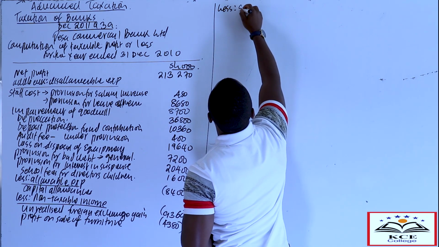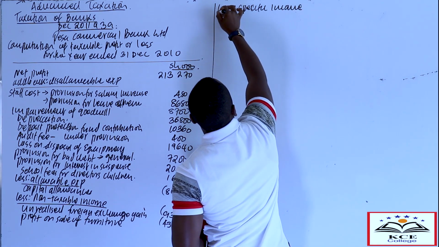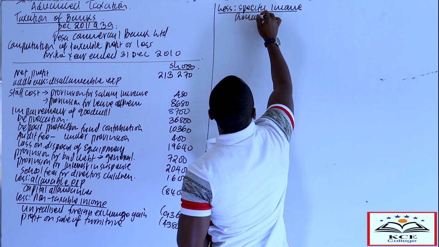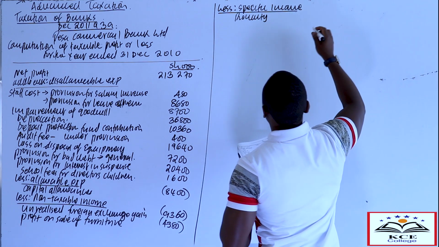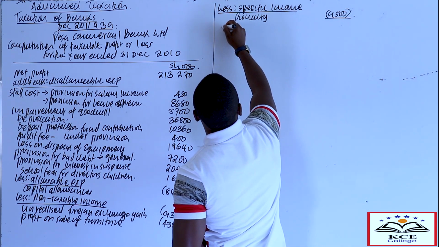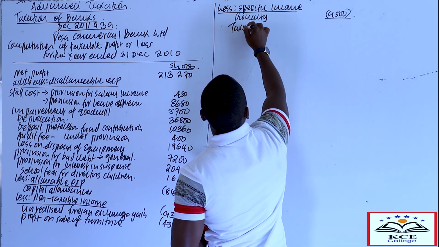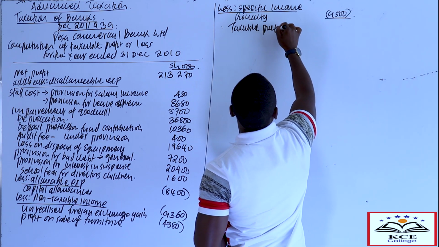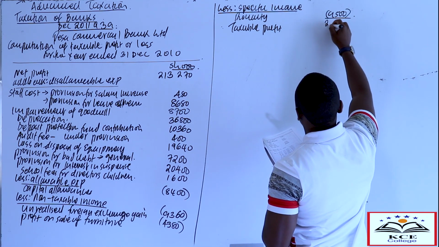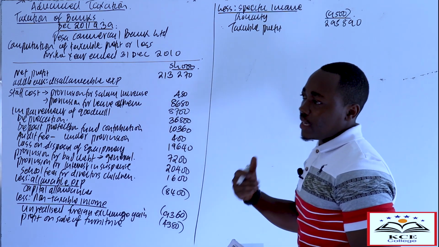Then you also deduct specified sources of income or specific income. In that case, we had royalty income, and royalty was an amount of 95. And that's how you get what we call a taxable profit. Now, this taxable profit is what we call the profit from day-to-day operation, 295,890. Now that's what you call the business income.